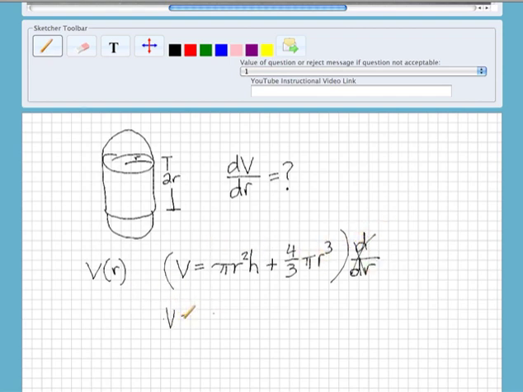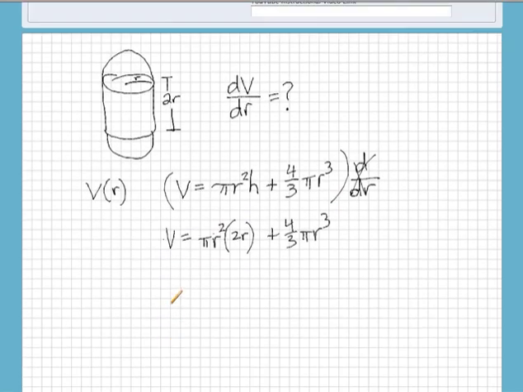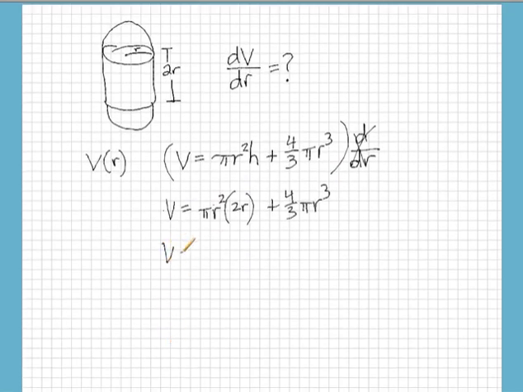So we're going to plug in pi, and then instead of h, we're going to plug in 2r in place of it, since we know that h equals 2r. So now we're going to simplify this. We'll get volume equals 2 pi r cubed plus 4/3 pi r cubed.